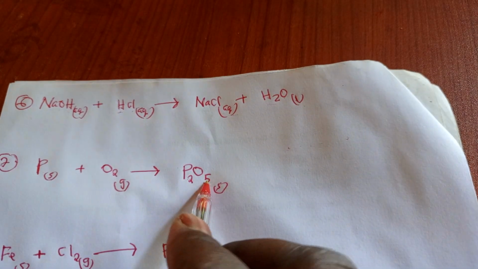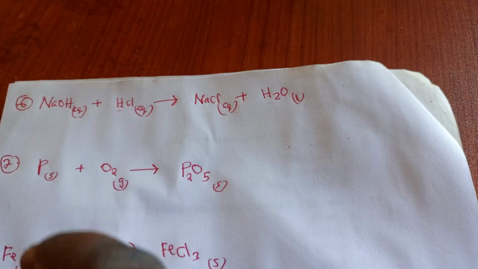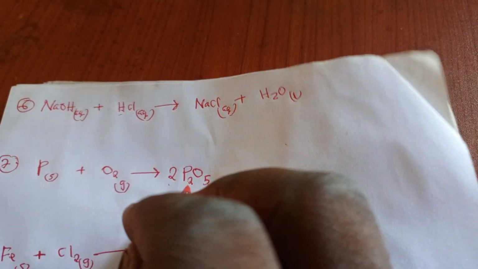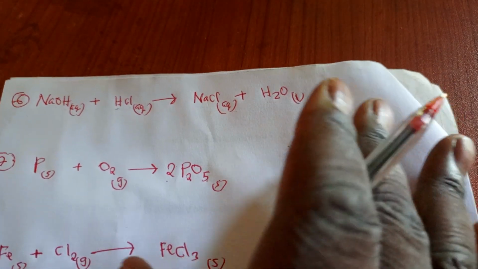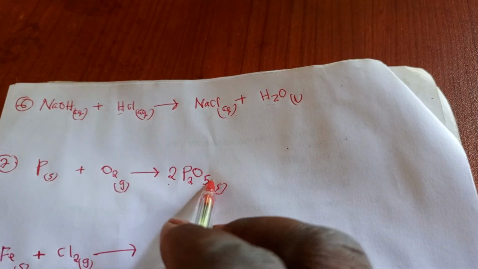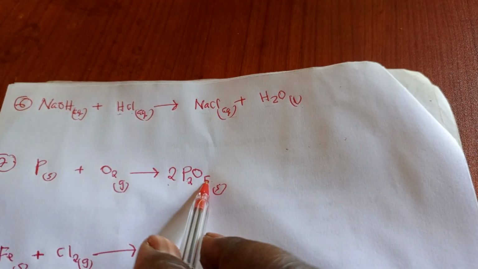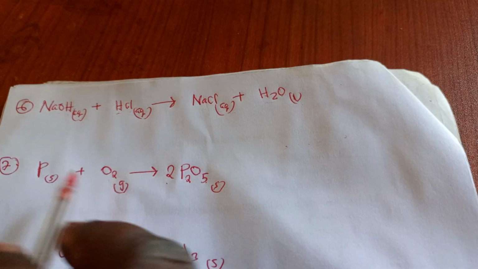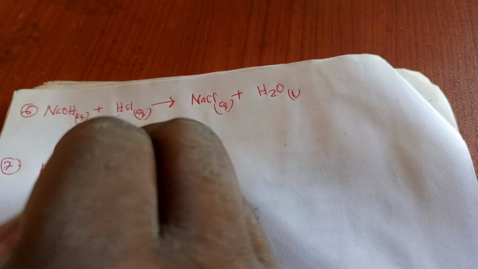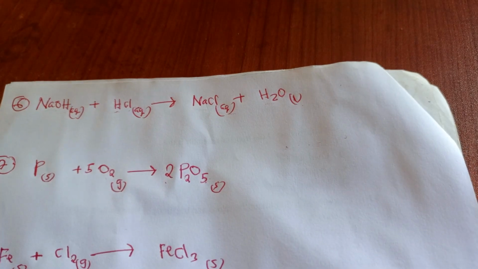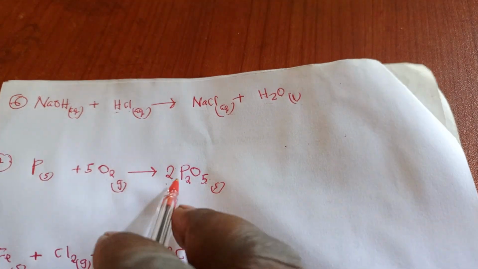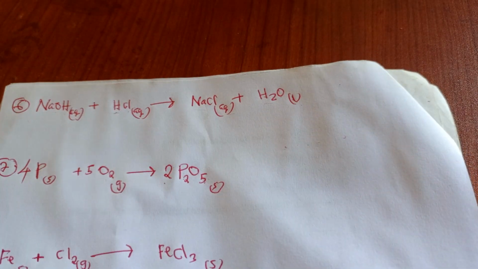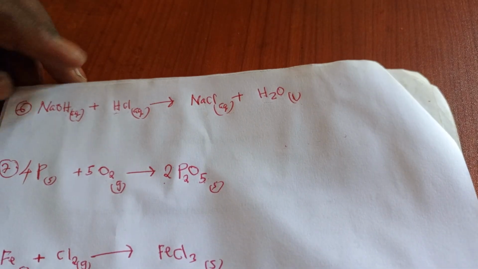So better we have 2, 4, 6, 8. So this is 5. For us to get rid of this 5, we can try to put a 2 here, because 2 times 5 is 10. That is, we have 2, 4, 6, 8, 10, 12. So as you can see, we have 10 here. Oxygen here we have 2 times 5, it's 10. Oxygen here we have 2. So for us to have 10, we need to put a 5 here. Then phosphorus here we have 2 times 2, which is 4. So it means we can just put a 4 here in front. So you have balanced it.